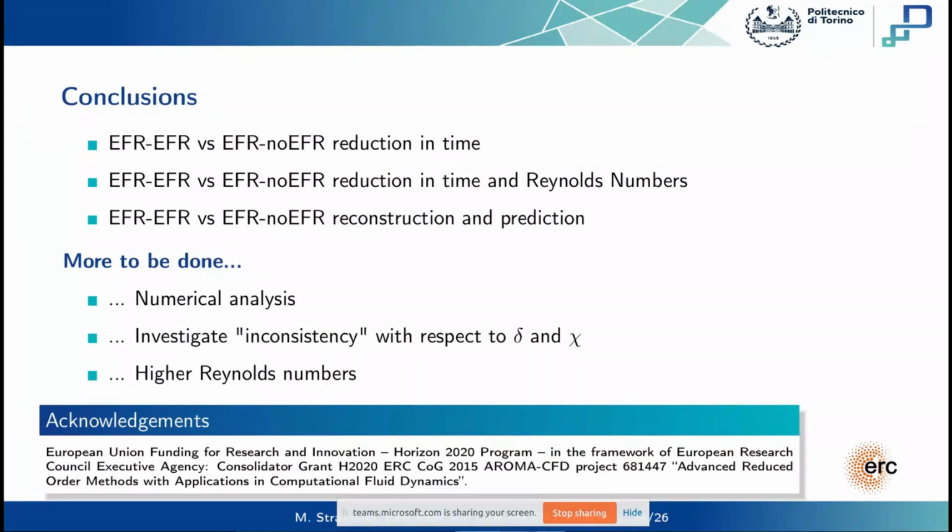And of interest, most of all for applications, can be also studying inconsistency with respect to delta and chi, in the sense that you can use some parameters, delta and chi, in the offline phase, but then maybe you can change delta and chi in the online phase in order to change the diffusivity at the online phase, because maybe the solution is somehow less oscillating or more oscillating in the online phase.